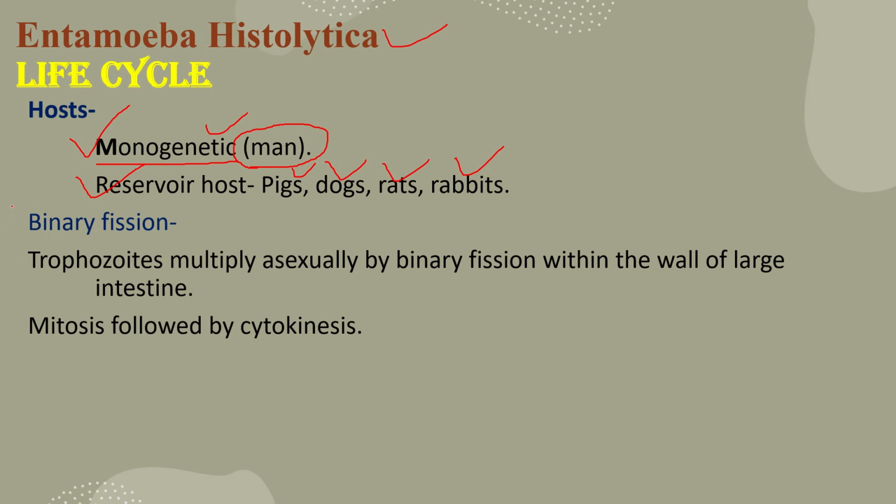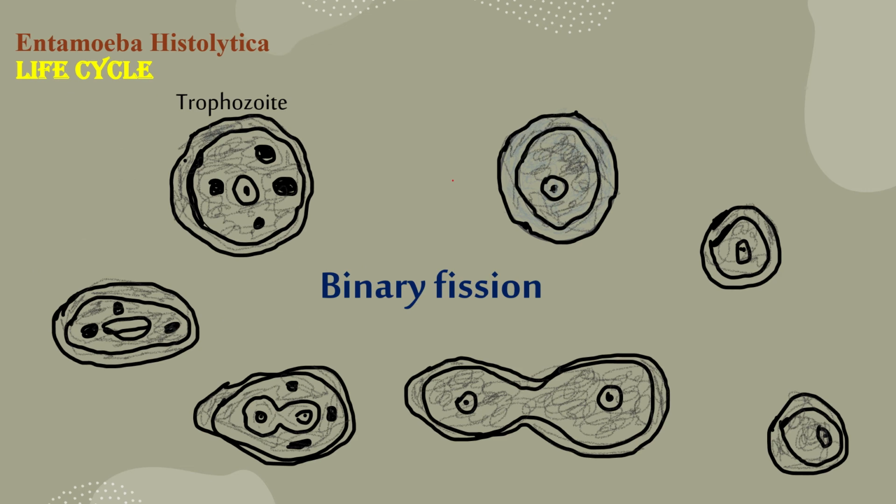The first type of life cycle followed by this organism is binary fission. A single organism divides into two organisms, and that process is called binary fission. Whenever binary fission takes place, the organism is divided into two individuals. Let us see binary fission in the next slide.